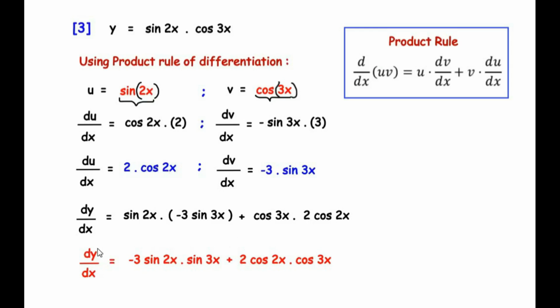Now simplifying this, we get dy by dx is equal to, now all these three terms get multiplied, giving us minus 3 times sin 2x times sin 3x plus, now these three terms get multiplied, giving us 2 times cos 2x times cos 3x. So this is the differentiation of the given function. Now let us move on to the next question.